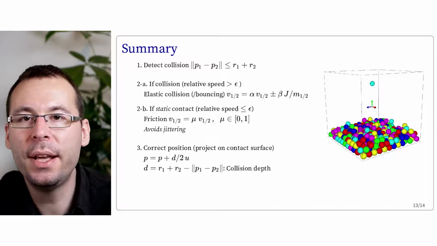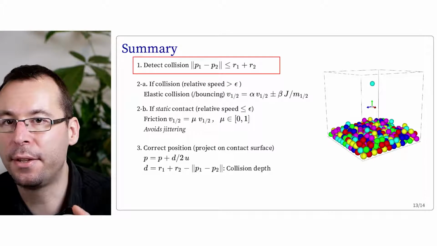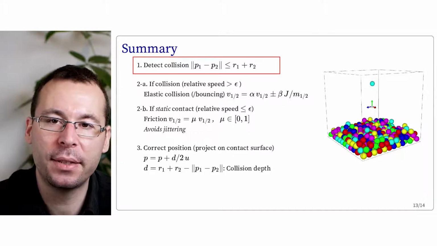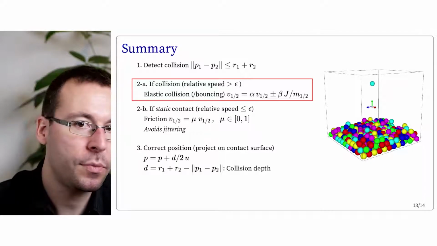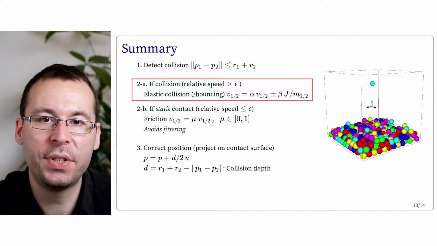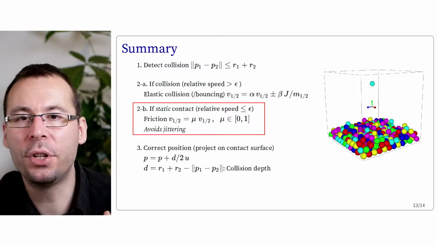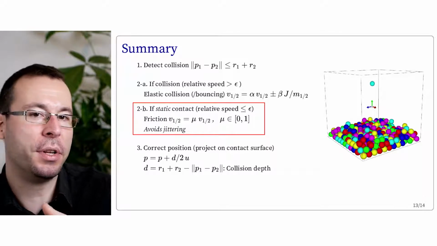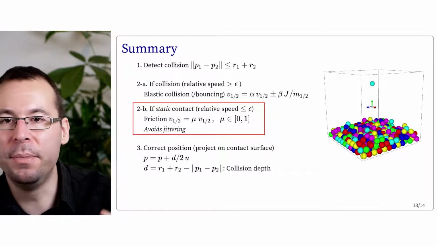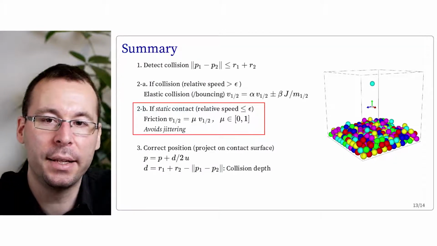So as a summary, the algorithm to model this stack of falling spheres together is the following. We detect pairwise collision between the spheres. Then if the collision has a high relative speed, we apply the bouncing effect using the elastic collision. Otherwise, if the collision has a small relative speed, we can simply consider a friction rather than a bouncing. This allows to limit the jittering that can arise when a lot of spheres are colliding.